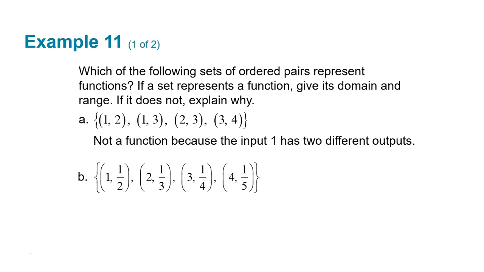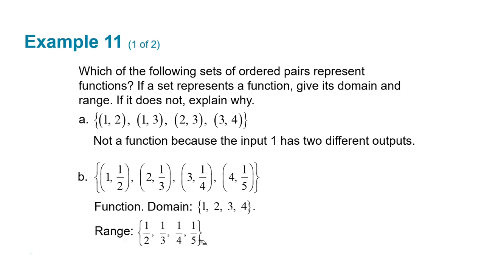In part B, we have 1 goes to 1/2, 2 goes to 1/3, 3 goes to 1/4, and 4 goes to 1/5. It appears that for each of these inputs, we only have one output. So this is definitely a function. The domain is the set of the inputs, which is 1, 2, 3, 4. The range would be all of the outputs, which is 1/2, 1/3, 1/4, and 1/5.